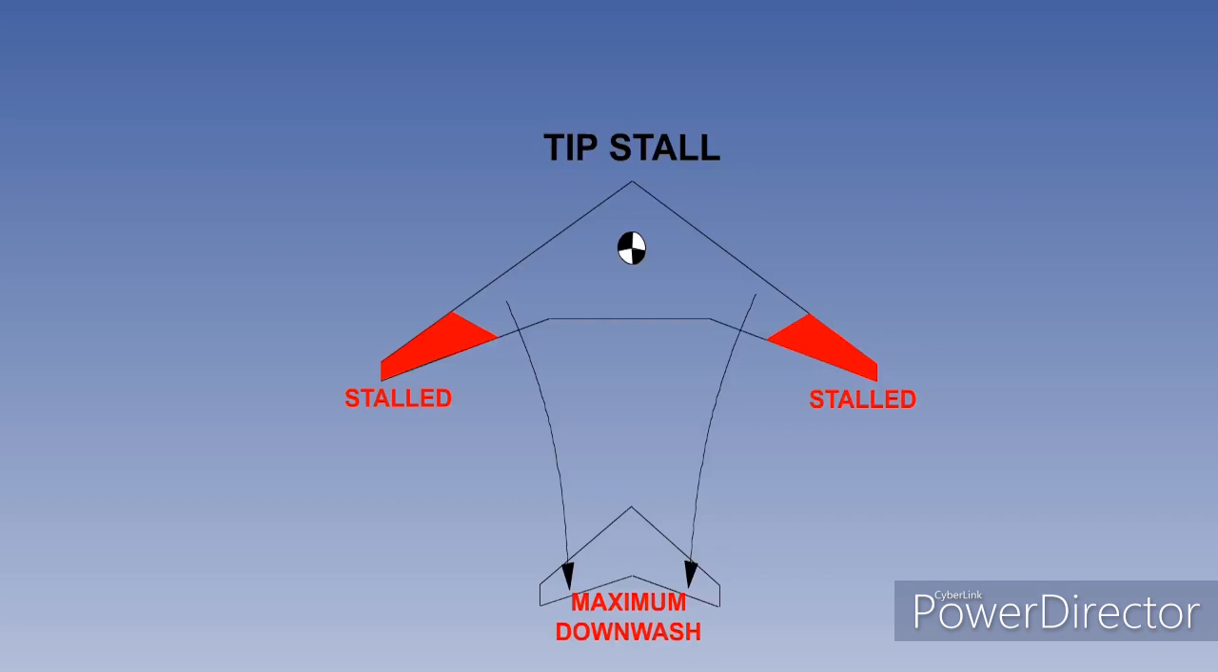This is obviously undesirable and unacceptable behaviour at the stall, and can result in a complete loss of control in pitch from which it may be very difficult, if not impossible, to recover. This phenomenon is known as pitch up, and is a very dangerous characteristic of some high-speed swept-wing aircraft.